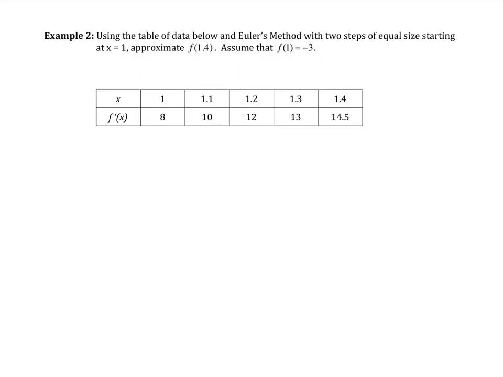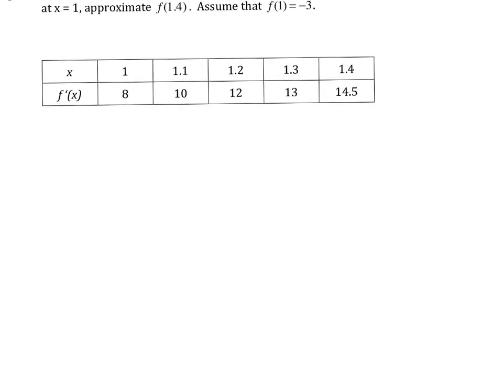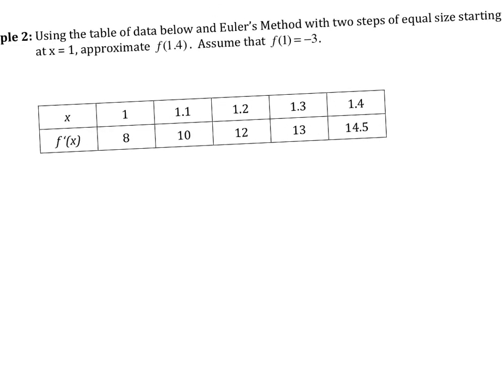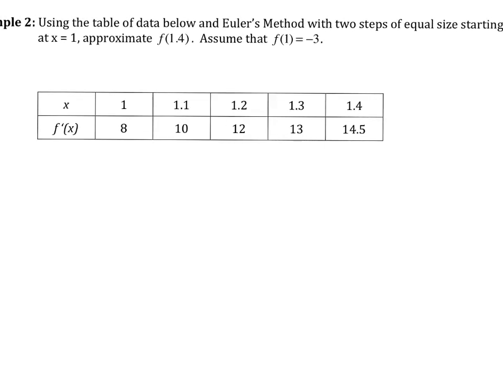Okay, so now we just have a table of data that we need to sort of tease information from, and it's not that bad. All right, so let's get in here a little bit. Okay, using the table of data below and Euler's method with 2 steps of equal size. Okay, that's important, 2 steps of equal size. Starting at x equals 1, approximate f of 1.4. Assume that f of 1 equals -3.